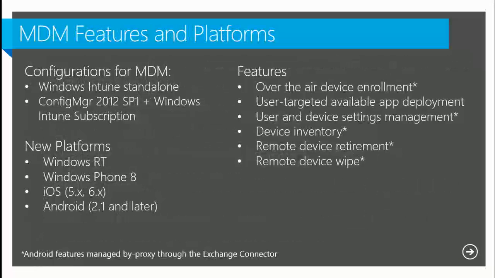Oh, and just one footnote. For Android specifically in this release, many of these features are only enabled through the use of the Exchange connector. Beginning with Config Manager 2012, we introduced a connector to Exchange, which allowed us to manage by proxy any mobile devices that were connecting through Exchange ActiveSync. For Android, that's how we achieve the inventory, settings management, and some of these other capabilities. App distribution, of course, is done through our management infrastructure.